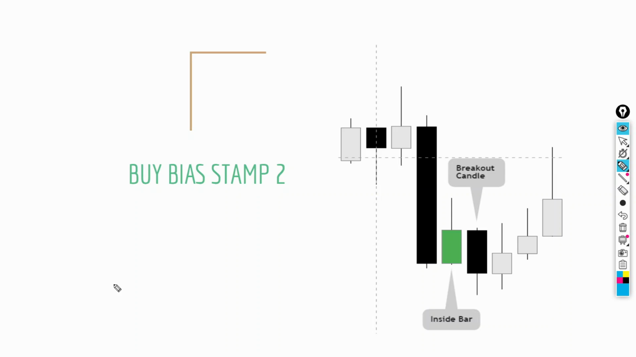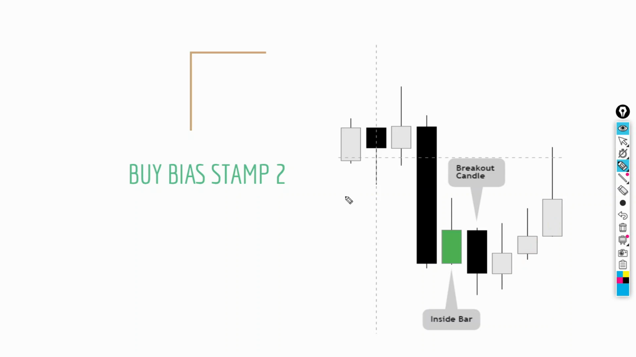So it's very important that you pay attention to this. For stamp 2, we need an inside bar and an opposing bearish candle. So we need a bullish inside bar and an opposing bearish candle. This tells us that buyers are involved in the market.